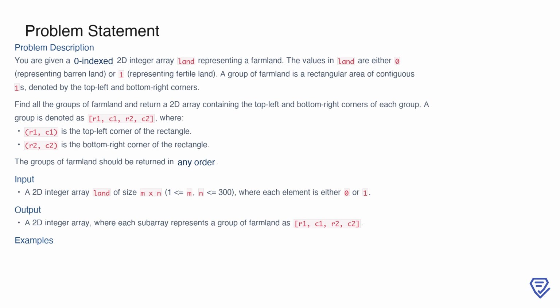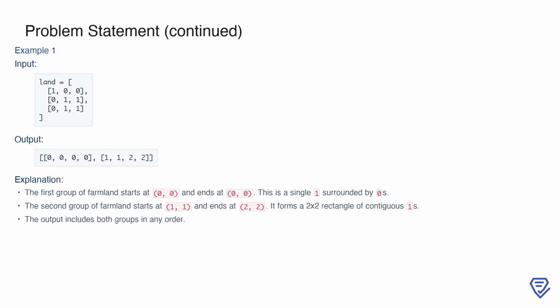Once we identify all the groups, we return their coordinates as a 2D array, with the groups listed in any order. The size of the grid can go up to 300 x 300, and each cell value is guaranteed to be either 0 or 1, making this a well-defined problem. Let's look at an example.